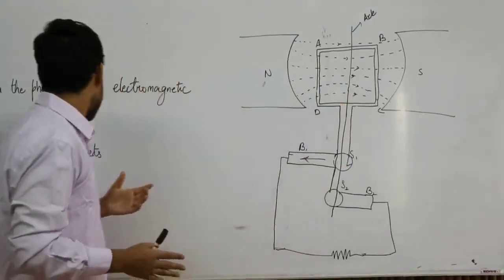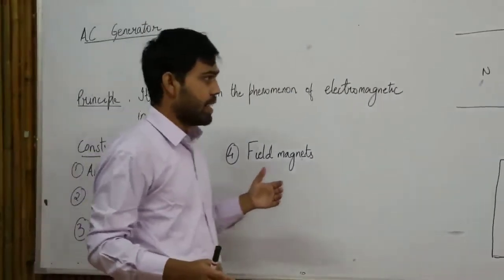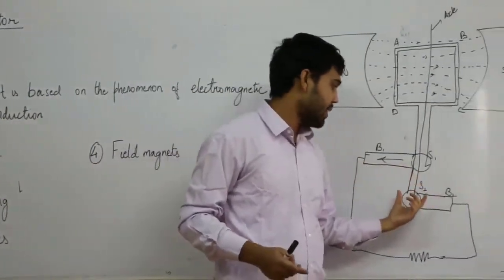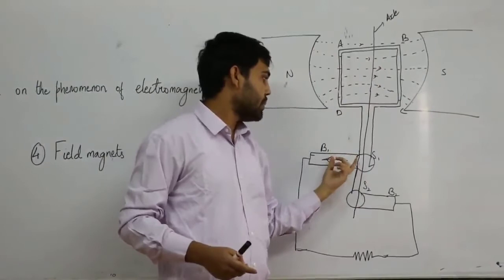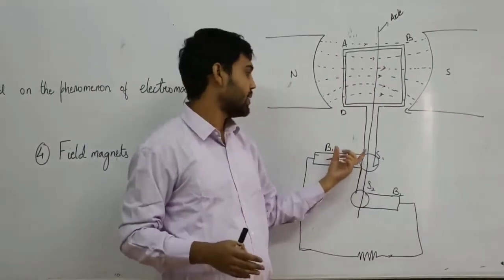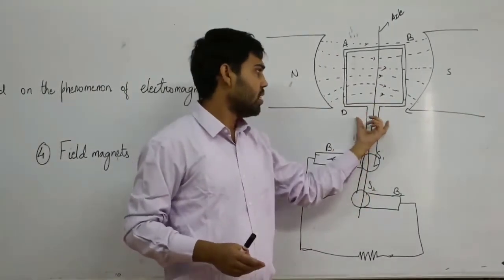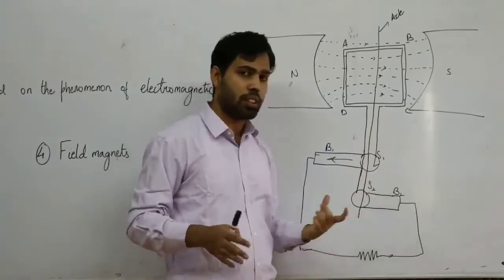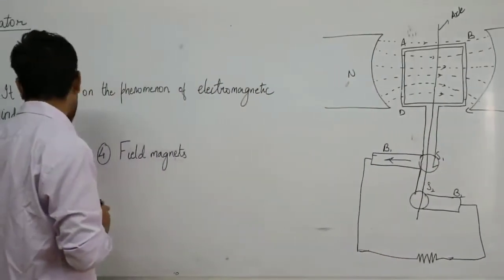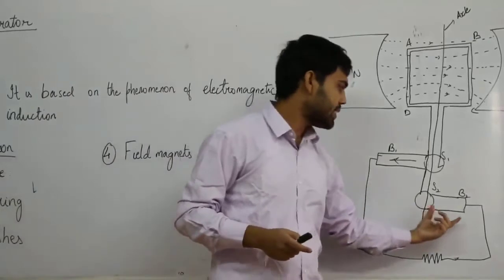To this axle I'm supplying some external force so as to rotate the coil. Then I have slip rings. There are two slip rings in here. Again, the ends of the armature are connected, fixed, with these slip rings. So as the coil rotates, these slip rings also rotate. Then I have brushes. There are two brushes in here.